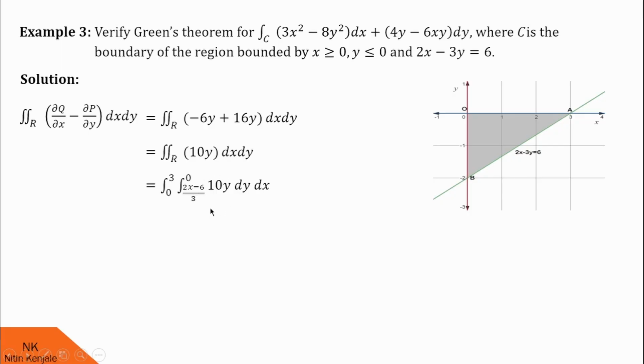Now let us evaluate this integral. Integration of 10y is 10y squared by 2. Substituting these limits, we get minus (2x minus 6) whole squared by 9.